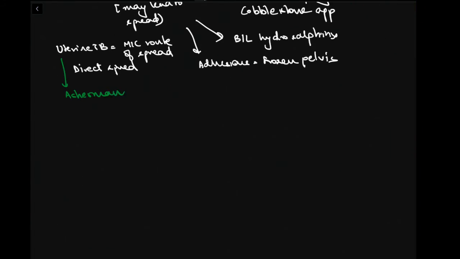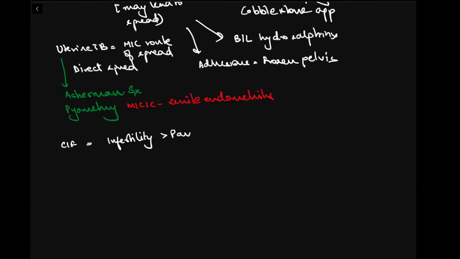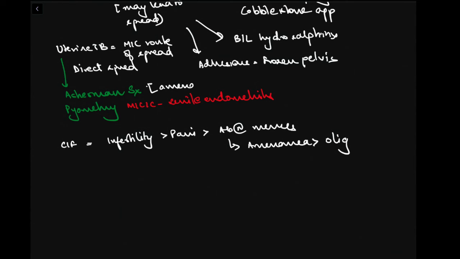Then uterine TB leads to Asherman syndrome or pyometra. The most common cause of pyometra is senile endometritis. The clinical feature would be infertility, followed by pain, followed by abnormal menses, right, which includes amenorrhea, more commonly than oligomenorrhea. In Asherman syndrome, amenorrhea is most common symptom, followed by hypomenorrhea.